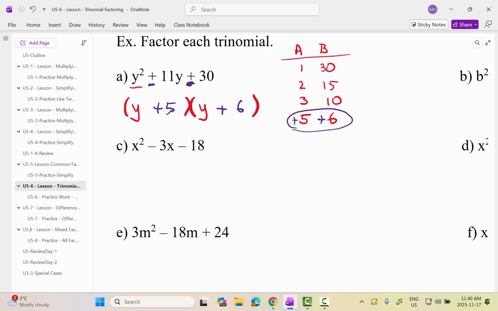Does that make sense? Yes? So 5 times 6 gives me what? Positive 30, which is right. And 5 plus 6 gives me what? Positive 11. And that is what I want. All right, does everyone understand that? Okay, let's try B then.